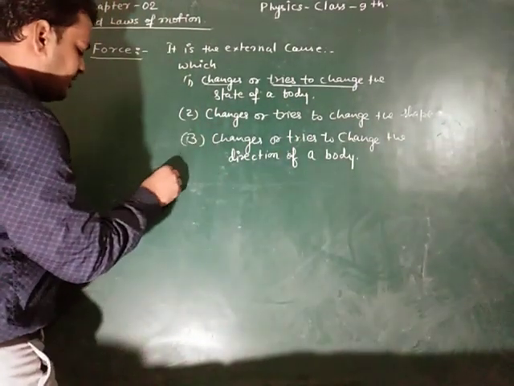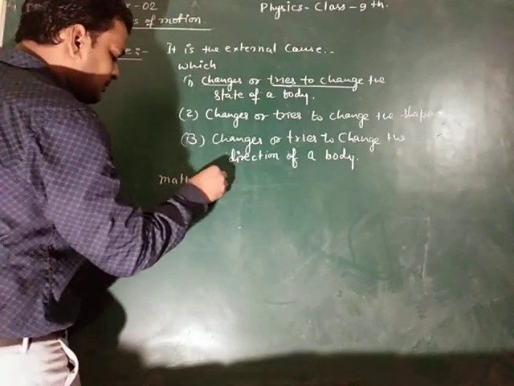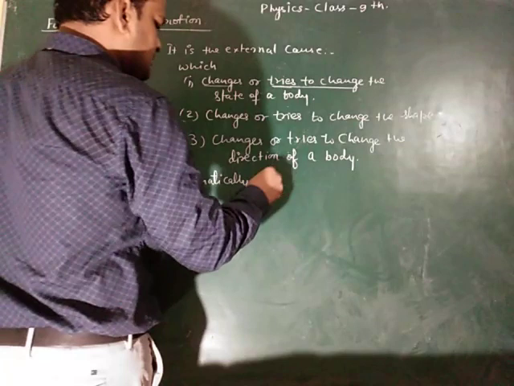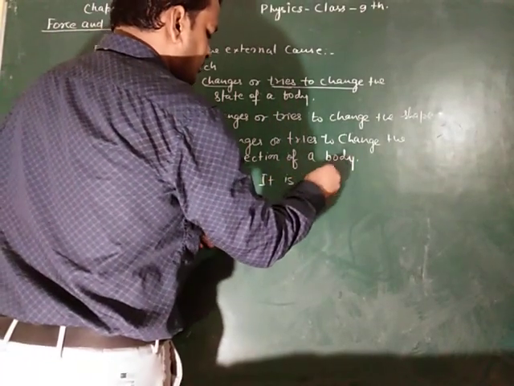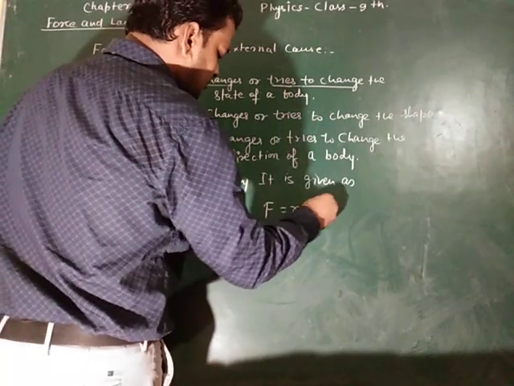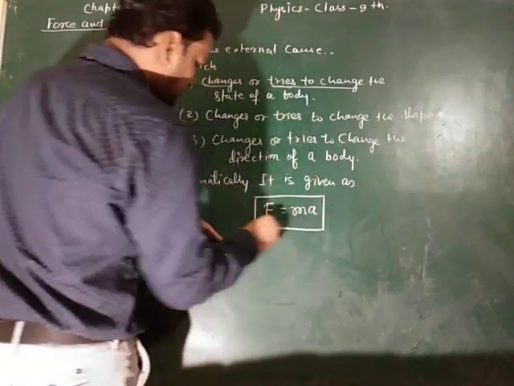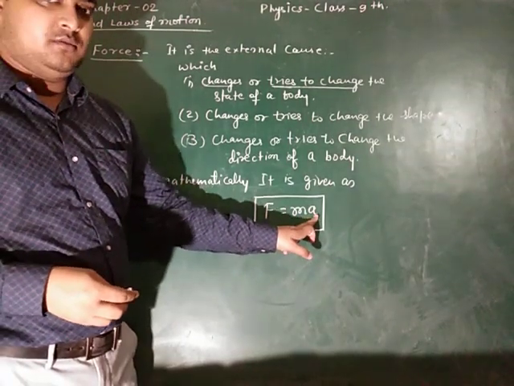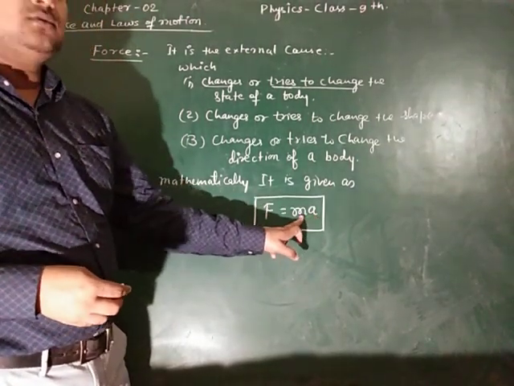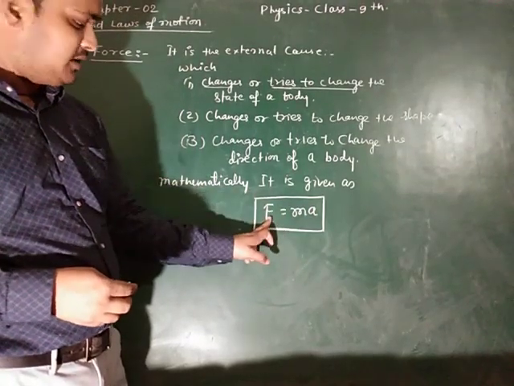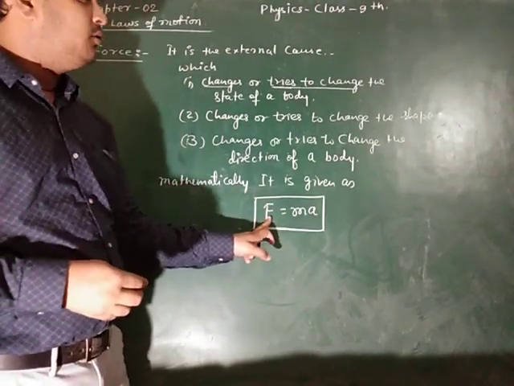Now, what is the mathematical formula? Mathematically, it is given as F is equal to ma. Force is equal to mass into acceleration, where m is the mass of the body and a is the acceleration of the body. Then we can calculate the force exerted on a body.